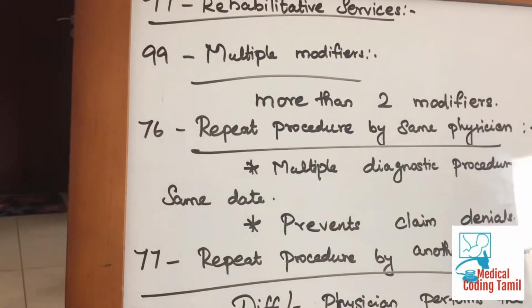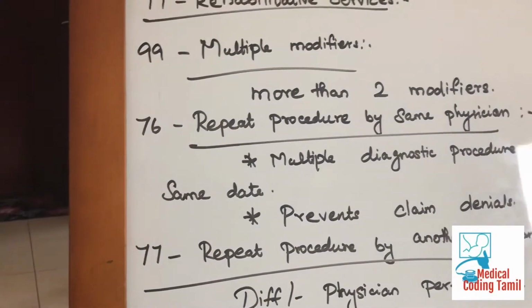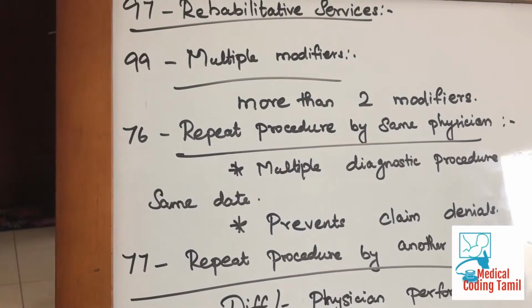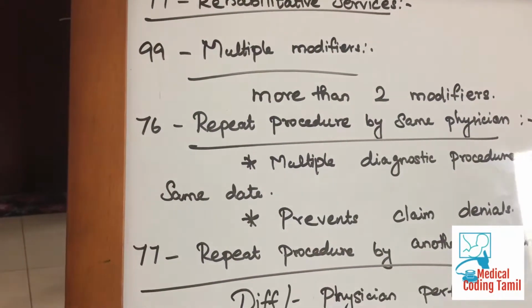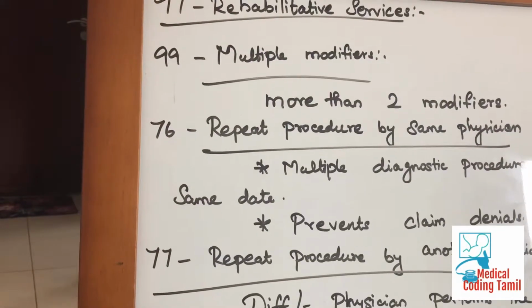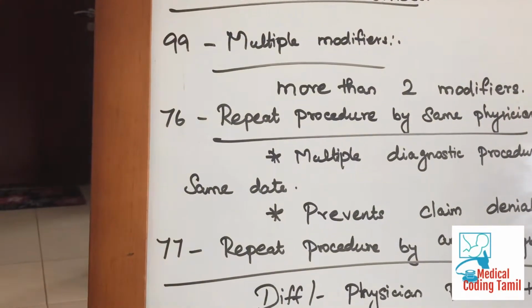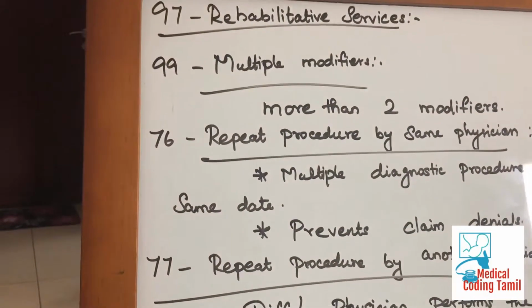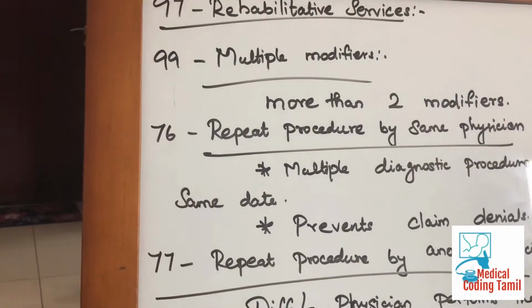If any situation comes where we have to use more than 2 modifiers on the same day, then we have to use modifier 99, which means multiple procedures are done and multiple modifiers are needed. So instead of using multiple modifiers, we are using only one modifier, modifier 99.